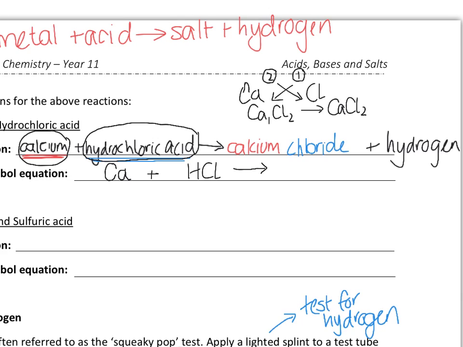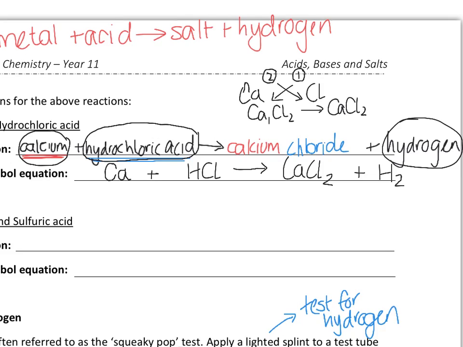It's so important that you do your swap and drop, because otherwise you might have been tempted to just write CaCl, calcium chloride, but we need a 2 there. And then the last thing we have is hydrogen. And you might be tempted to just look at your periodic table and see that hydrogen is H and just write it as that. But remember, hydrogen is diatomic, and so we always have to write hydrogen as H2.